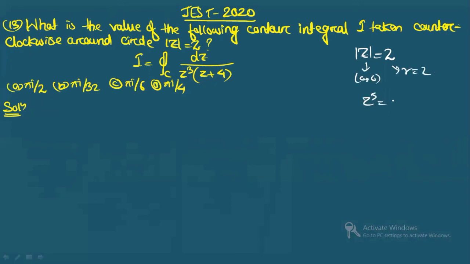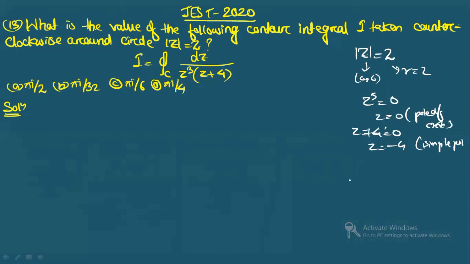See the poles. z cube equals 0, so z equals 0. It is a pole of order 3. And z plus 4 equals 0, so z equals minus 4. Yes or no? z equals minus 4 is a simple pole.